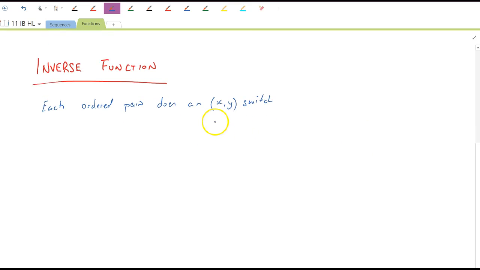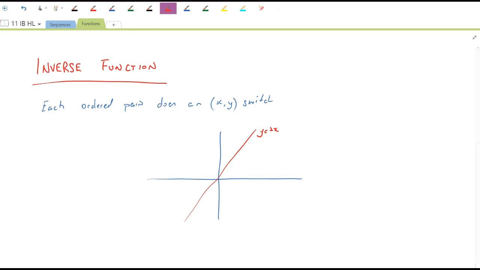So for instance, let's have a look at a simple straight line, y equals 2x, which goes through the origin. If I wanted to create the inverse function to this, I'd look at each ordered pair and do a coordinate switch. So 0, 0 won't take much. When we go to 1, 2, which is that point there, when you put x equals 1, you get y equals 2. I switch the coordinates so that on the inverse I've got 2, 1. So the point 1, 2 maps to the point 2, 1.